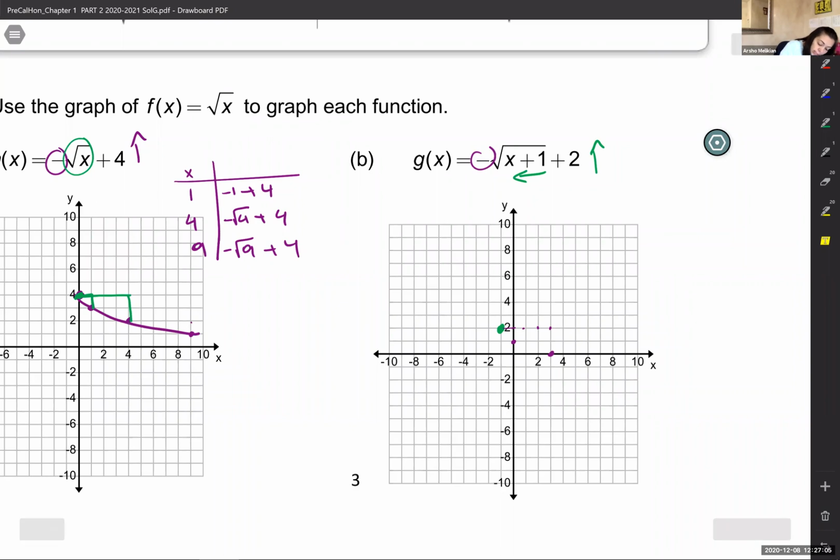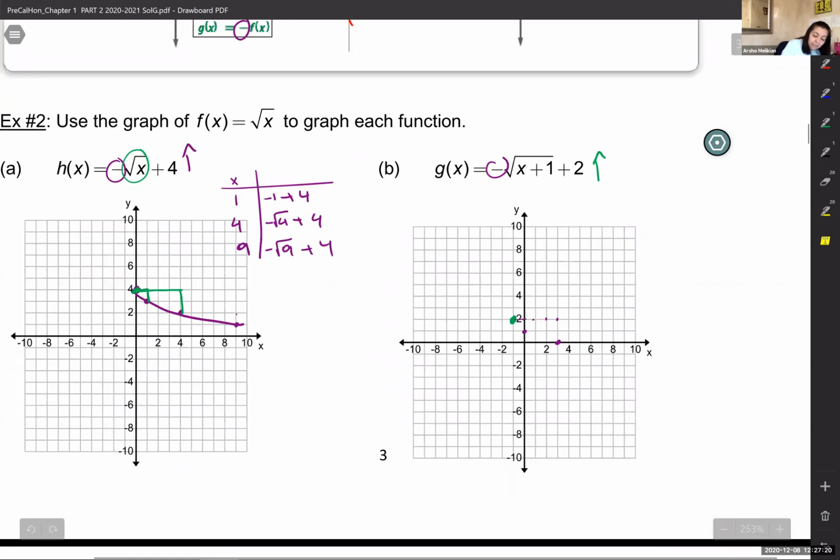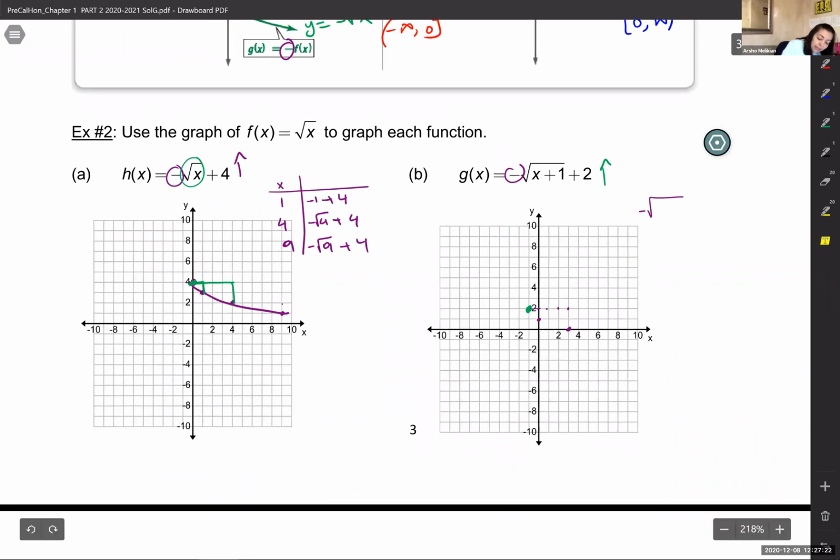Okay, so that's how this looks. If you were to plug in points, right? We did x equals 3. What's another one you would plug in? I would only plug in numbers that would give me a perfect square underneath. So I would plug in like x equals 8. Okay, so I have negative 8 plus 1 plus 2. So that's another thing. Negative 3 plus 2, so negative 1.